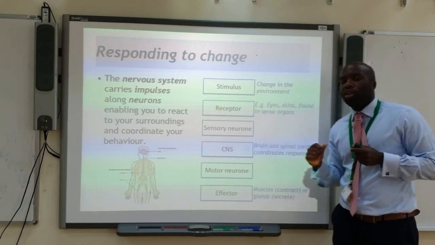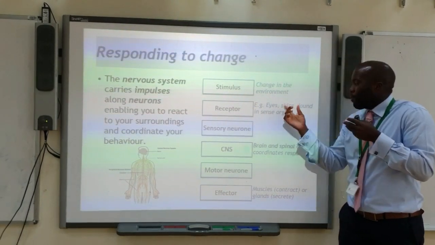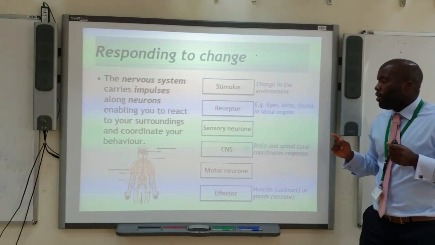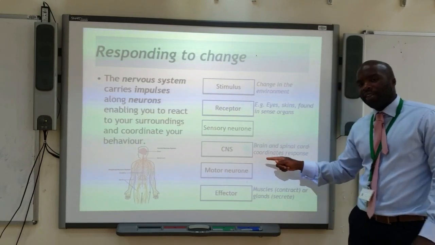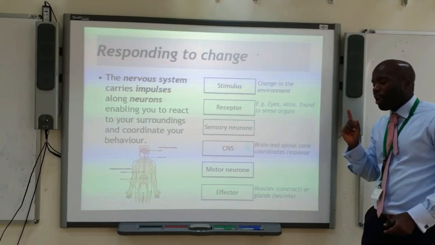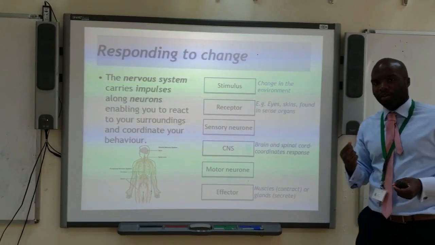We are then going to look at our sensory neurons. Now these sensory neurons really pick up signals from our sensory receptors, from the sense organs. That's why it's called a sensory neuron. We then go on to our central nervous system, which, as we looked at before, is made up of our brain and our spinal cord, and these are really important in coordinating response.